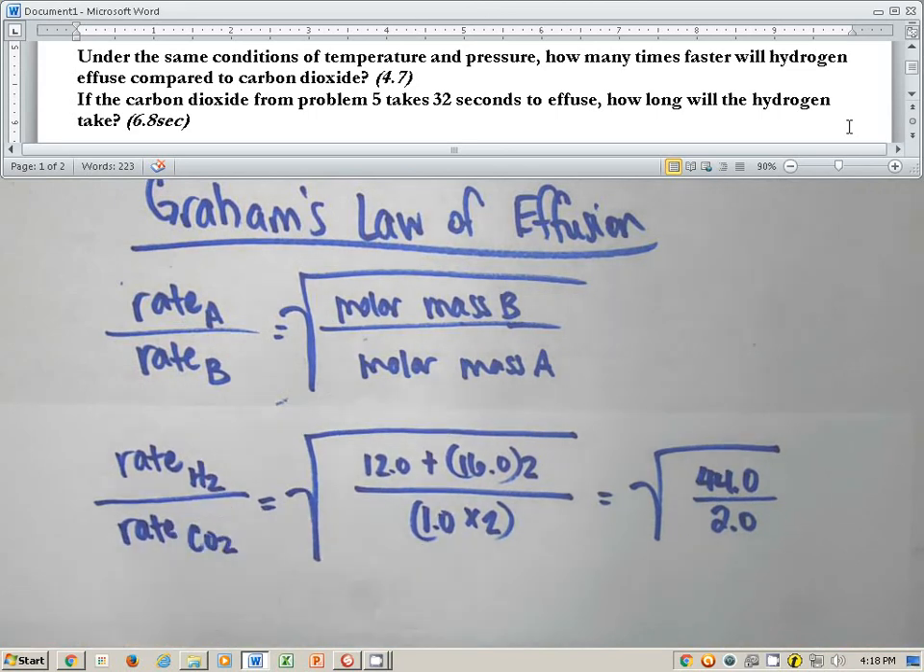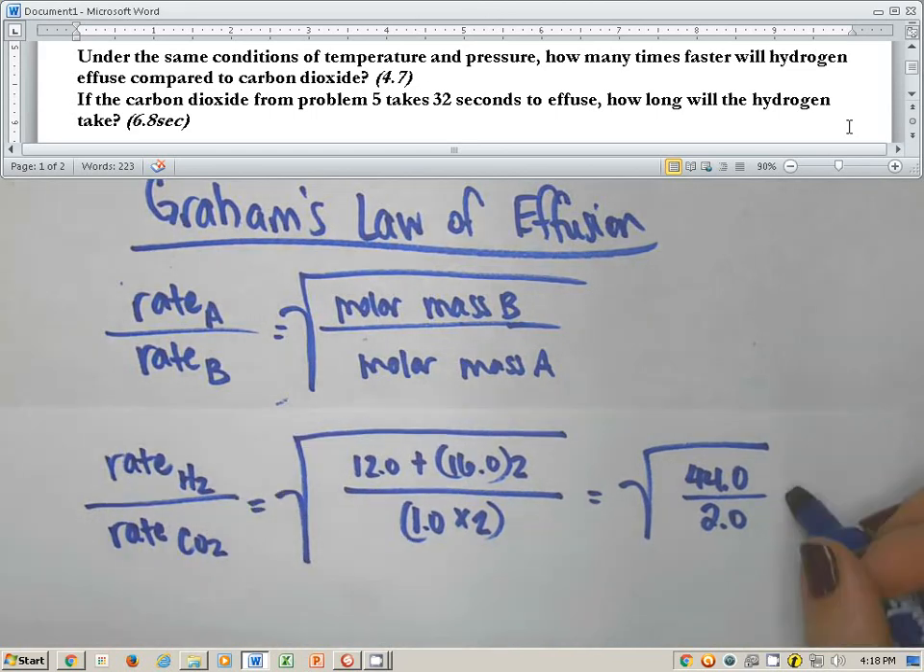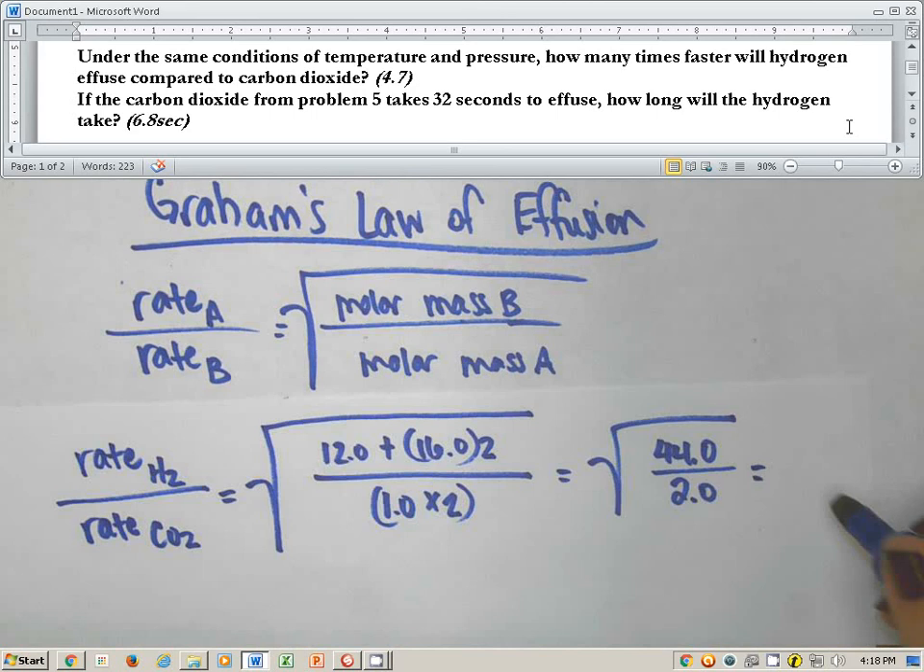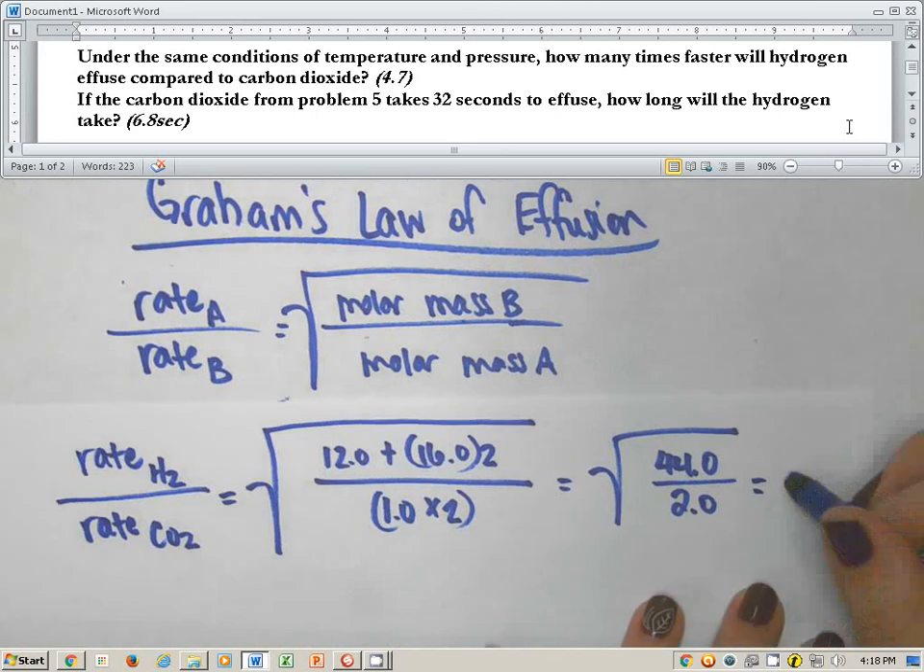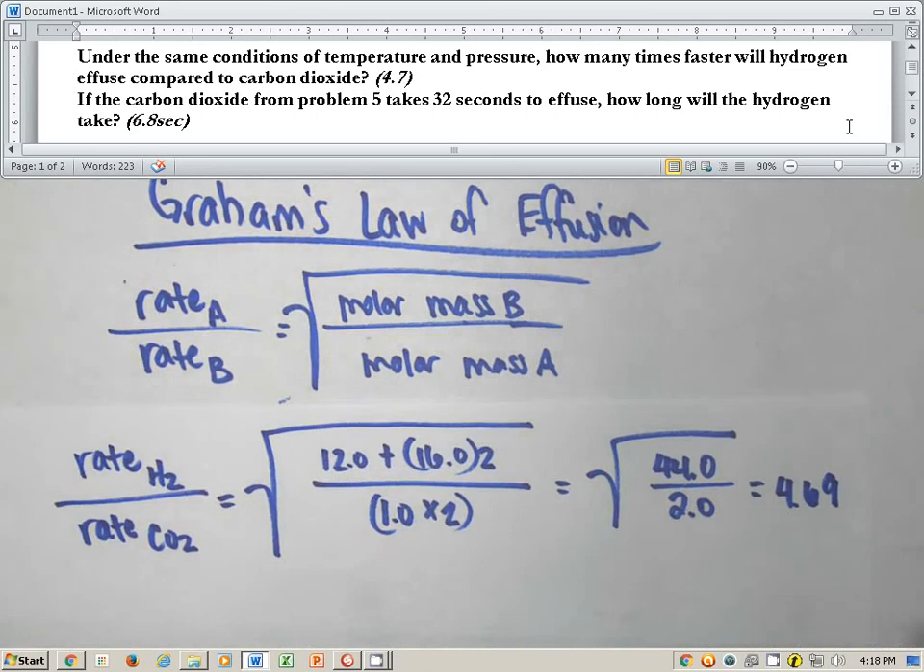So if you end up doing the computation in your calculator, you end up with 4.69, you could say 4.7. Sig figs, I don't really care here at this point. Round it to a decimal or 2 because you got all the numbers out of your own head or from the periodic table. There really was nothing given to you that was measured, so I'm not going to be a stickler about sig figs at this point.